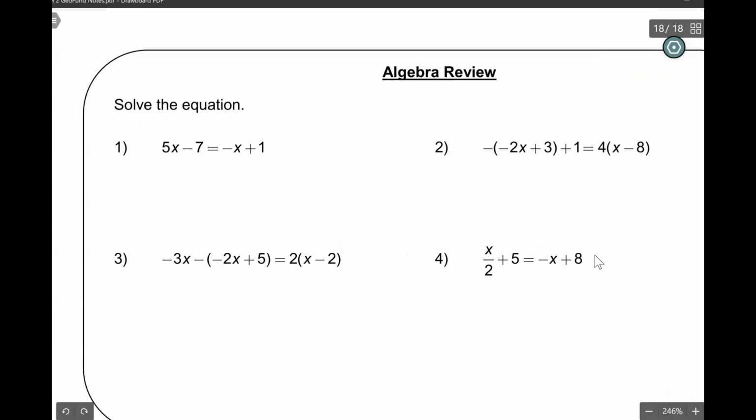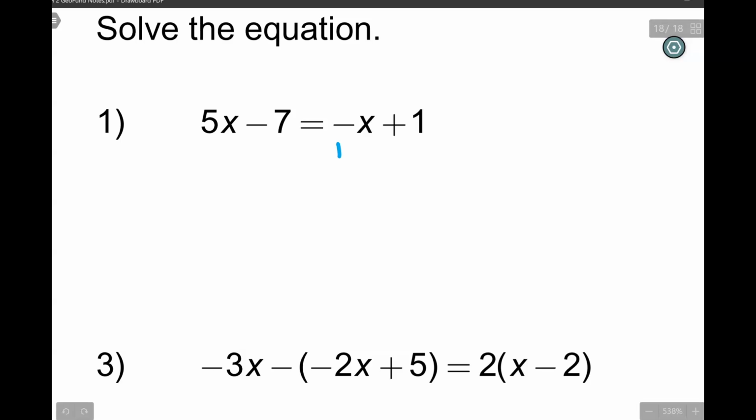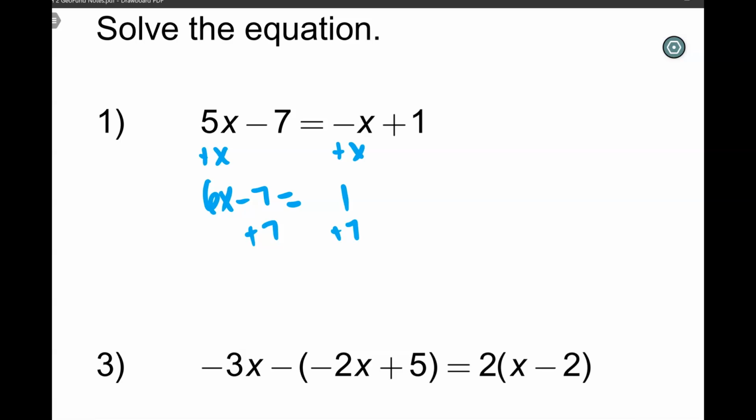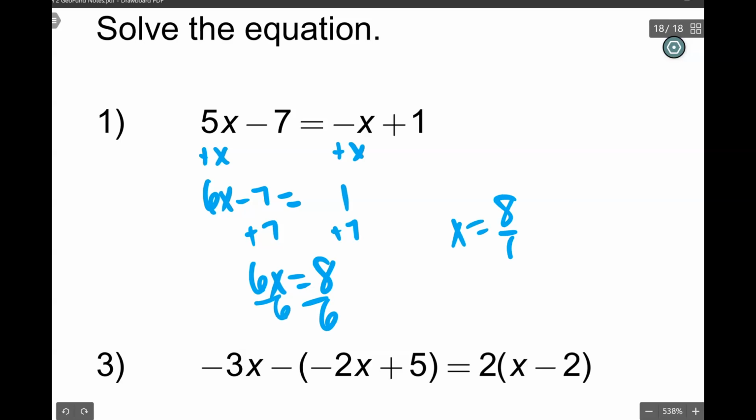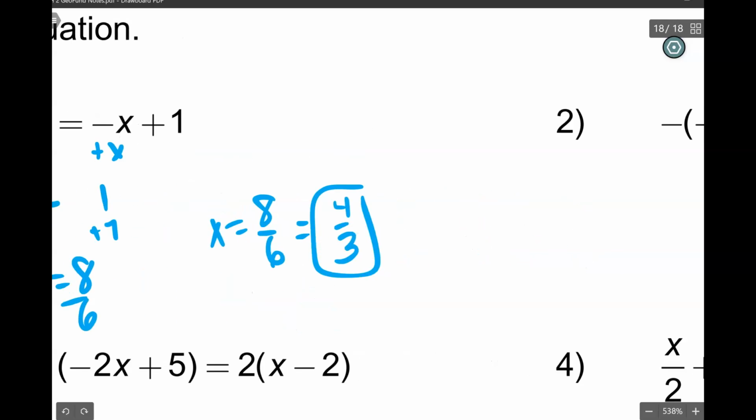All right, we have a little bit of algebra review. So 5x minus 7. Okay, so we just need to solve the equation. So I'm going to add x to both sides. That's the addition property of equality. What I do to one side, I have to do to the other. Equals plus 1, I don't need the plus. Let's go ahead and add 7 on both sides. Since this was a minus 7, I had to do the opposite operation. I had to add 7 to both sides to get rid of it. 6x equals 8. Divide both sides by 6, and I have 8 over 6. But you have to simplify the fraction, so this is going to be 4/3.